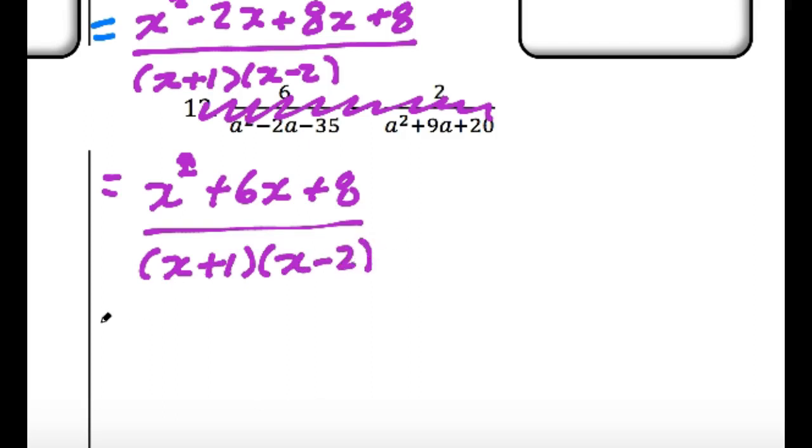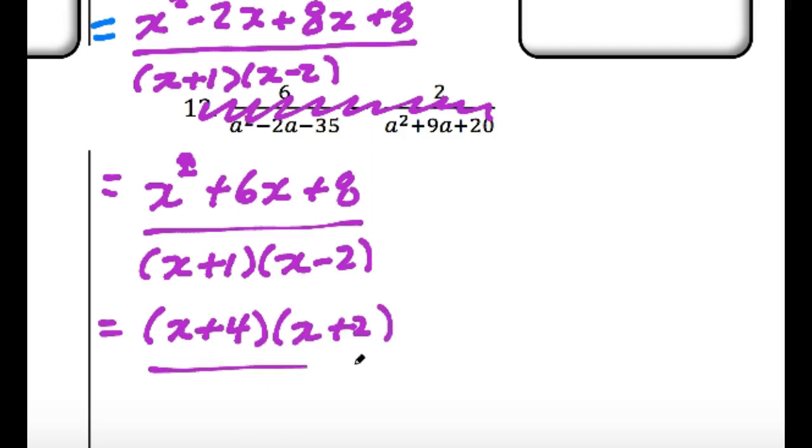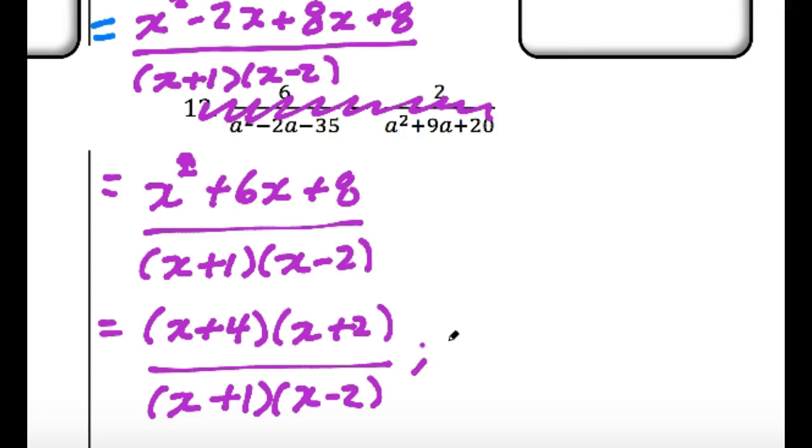And now we factor the numerator if we can. Two numbers that multiply to be 8 and add to be positive 6 are x plus 4 and x plus 2. And I did that just to see if there's anything I can take out, and there's not. So this is in what we call factored form. We can't simplify that at all, so here's our answer. And we'll tag along onto that: x cannot equal negative 1 and x cannot equal 2. So there's our final answer.